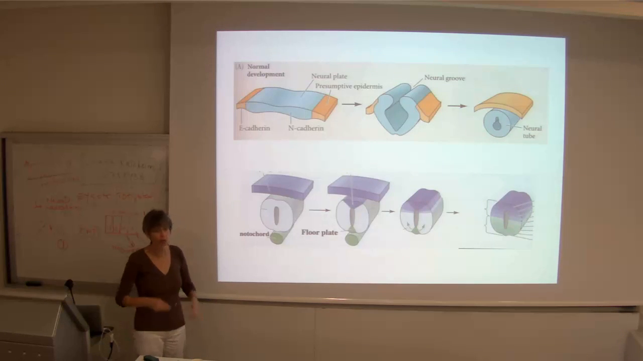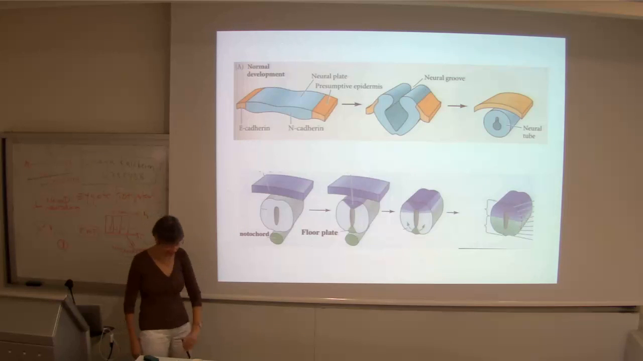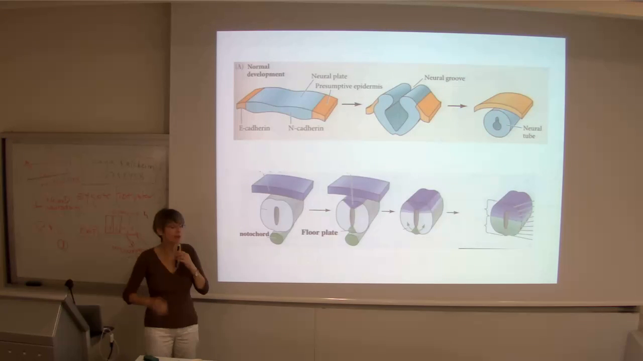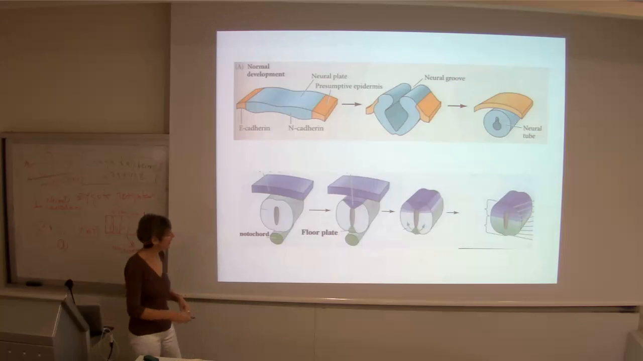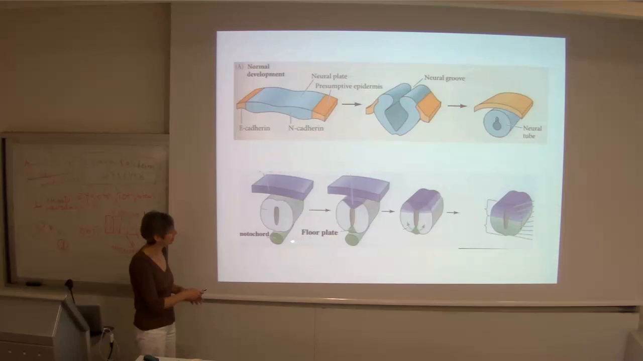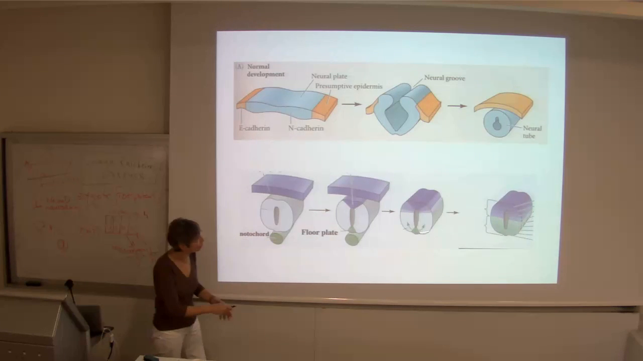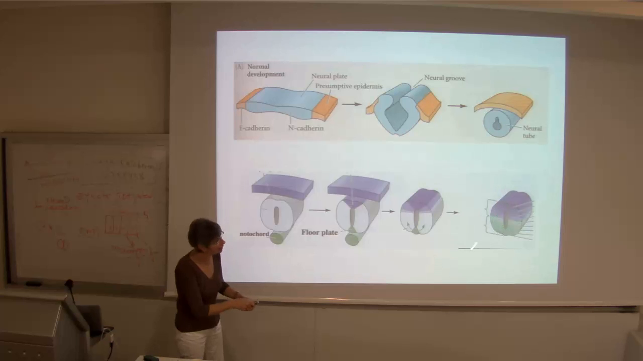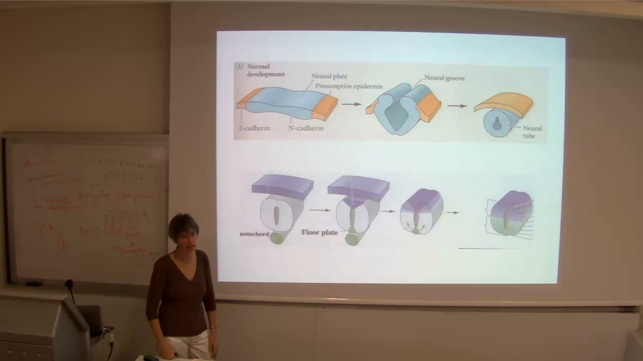It's a kind of rod that runs along the entire body up to a certain part in your brain. It doesn't matter which one. Why is it an organizer? We will see in the next hour that this notochord secretes many factors, but one factor that is important for the patterning of the central nervous system, and also the muscle, it doesn't matter now.